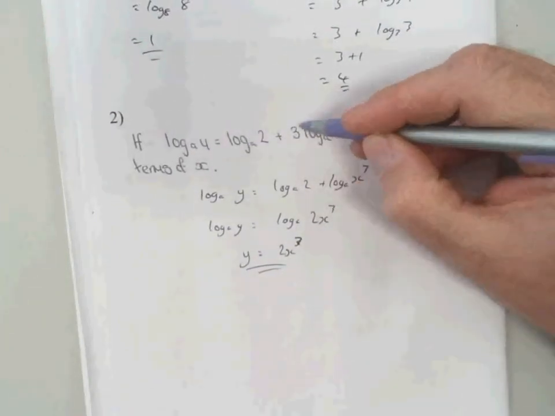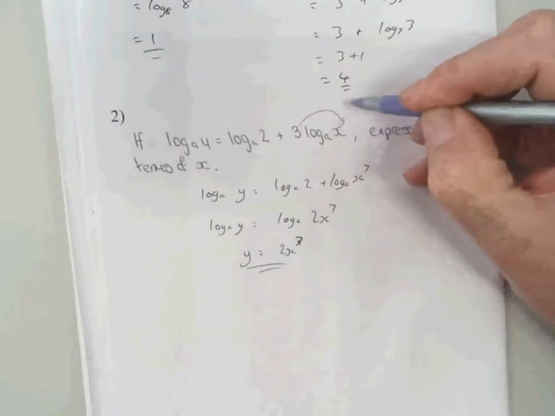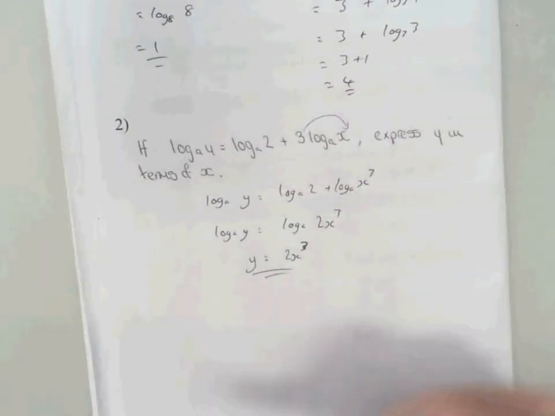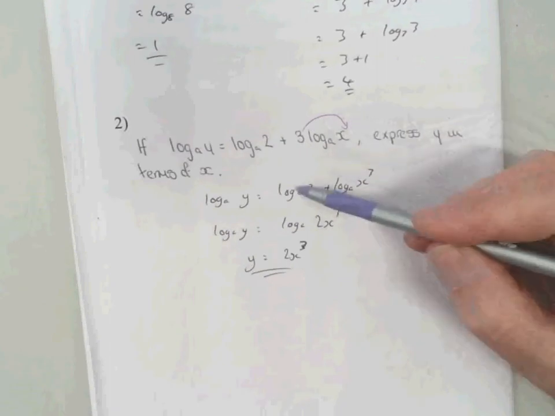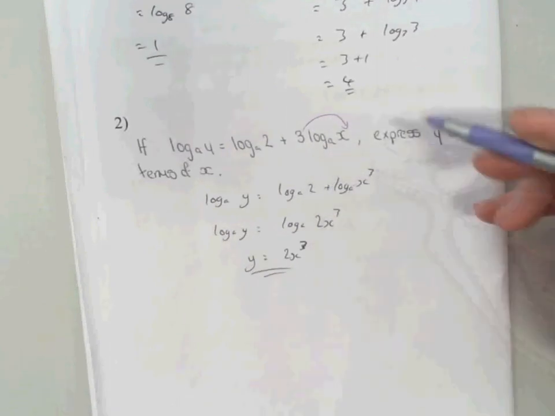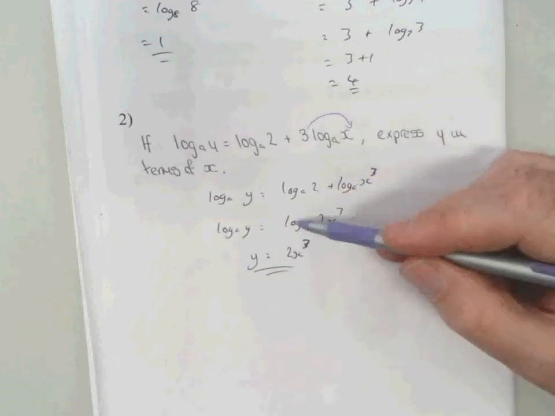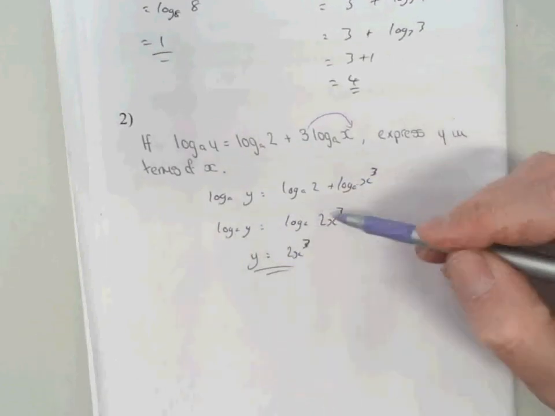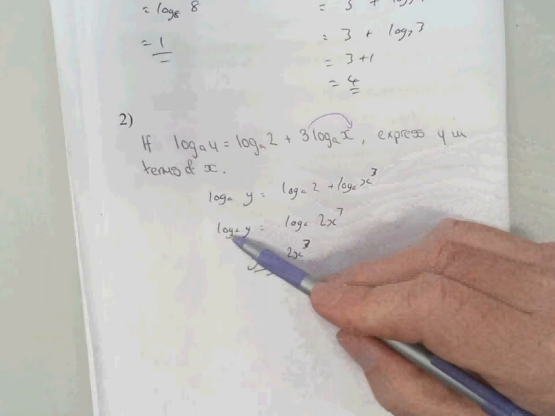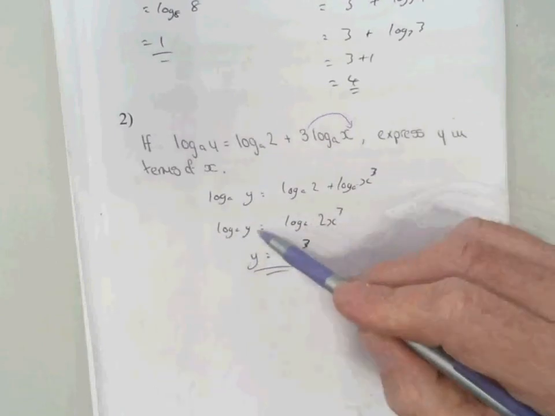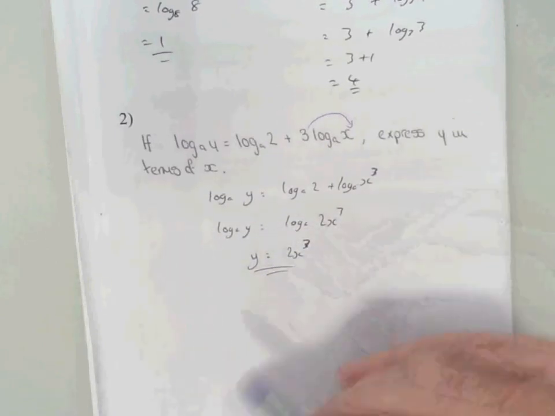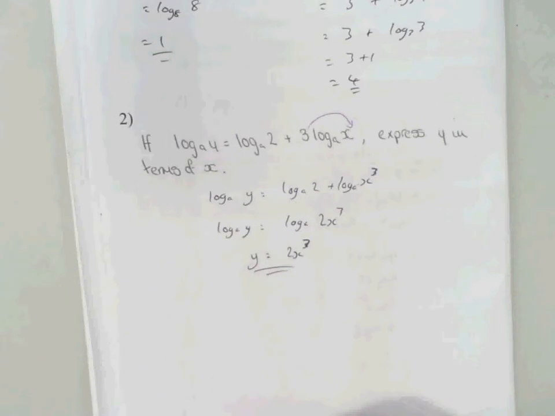So first of all, I'm thinking, well, if I have log plus log here, I would just have log of one term. So use rule 3 to make this log of 2 plus log of x cubed. And then use law 1 to make that log of 2x cubed. So log y equals log 2x cubed. So because we're doing log to the base a of both sides, and these are equal, that means that y must equal 2x cubed.